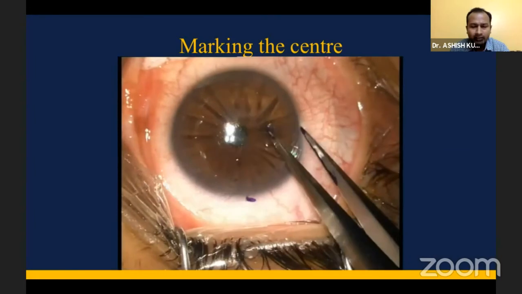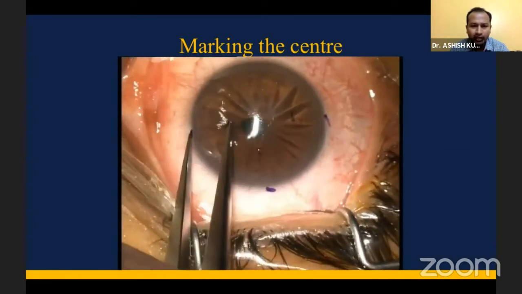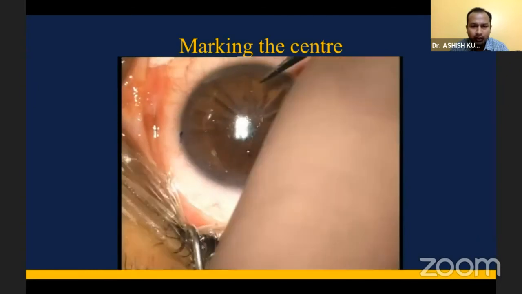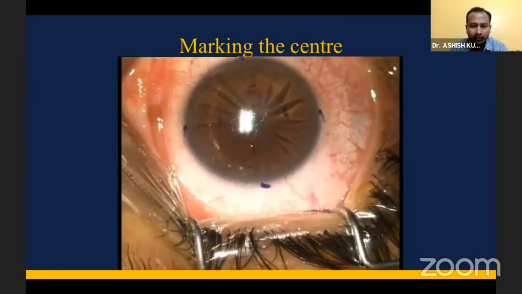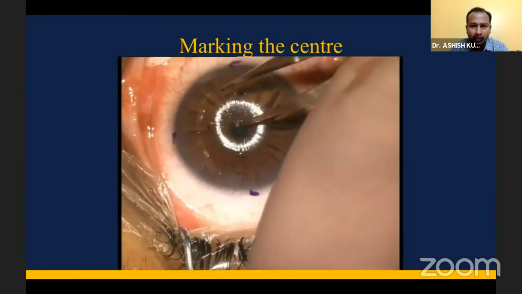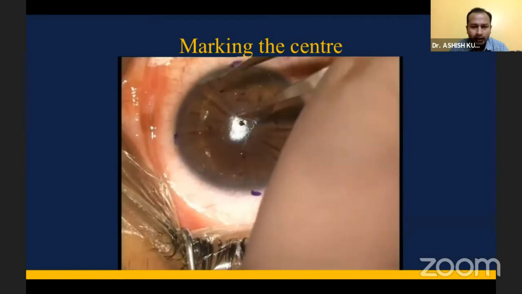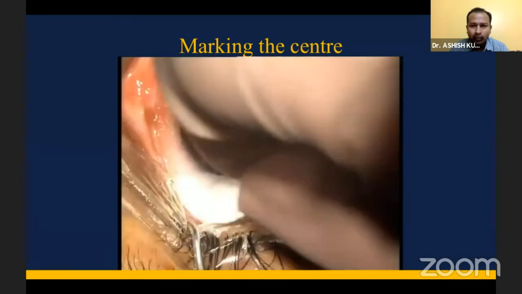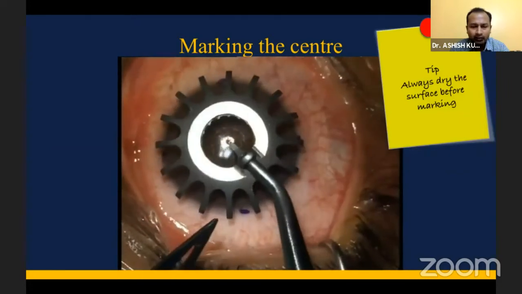Again, marking the center is a very important aspect. Marking the center of a bigger circle is not that accurate. So what you're trying to do here is create a smaller circle and then mark the center of that smaller circle. So I've created 4 points and then marked the center in the middle of those 4 points. Another important aspect would be to always keep the surface dry before marking so that you don't get it smudged.